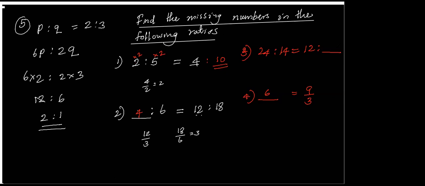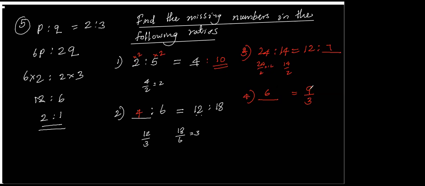Finish it. Yes, teacher. Yeah, this is also easy to find. This is 24, 14. It means 24 has been divided by 2, right? 24 divided by 2 is 12. Then 14 also divided by 2, that is 7 here. Then here they got 9, here 3, here 6.